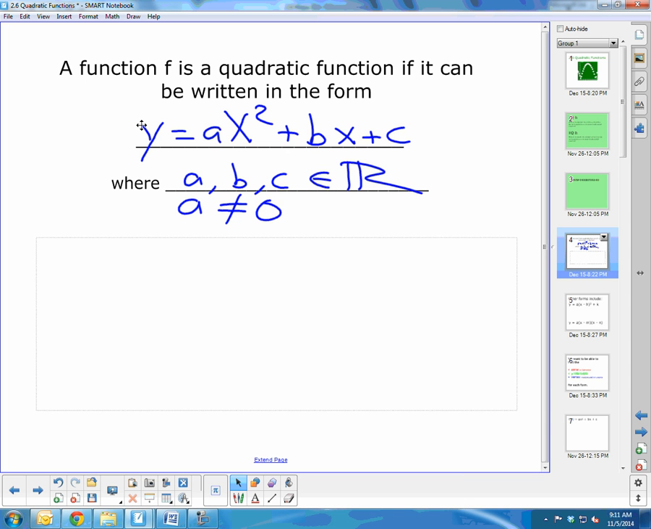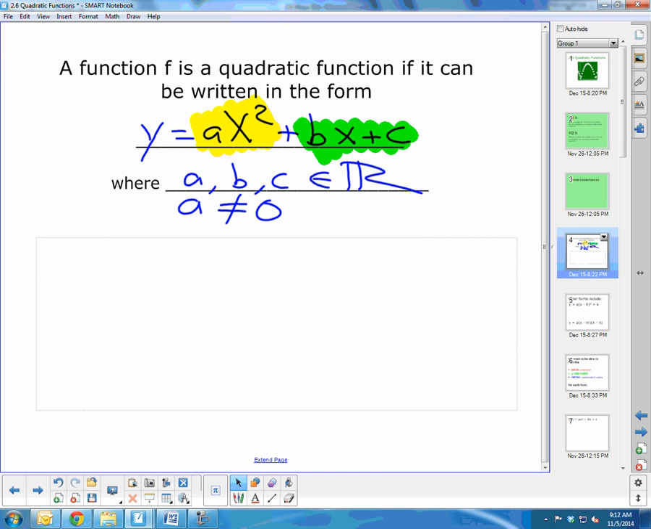If a was 0, then we would start with 0x squared. 0 times x squared is 0. And that quadratic term, that first piece we have in there, we call the quadratic term because it's the term with the x squared. That quadratic term would disappear. And if that quadratic term disappears, it's no longer a quadratic. We are only left with the final two terms, and that would be a linear equation.